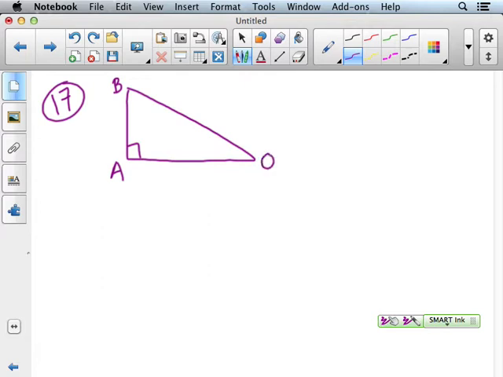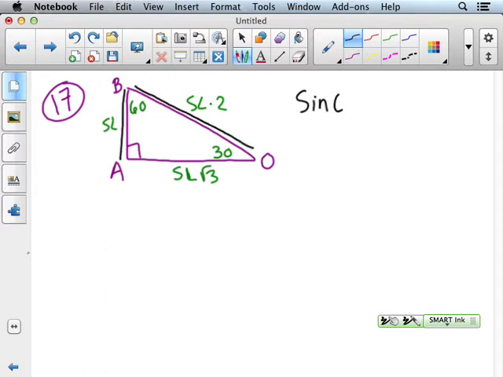So this is O. Well, I know that in a 30, 60, 90, this is the short leg. The hypotenuse is short leg times 2, and the long leg is short leg square root 3. So sine is opposite over hypotenuse. So I'm going to say sine of O equals the short leg divided by the short leg times 2.